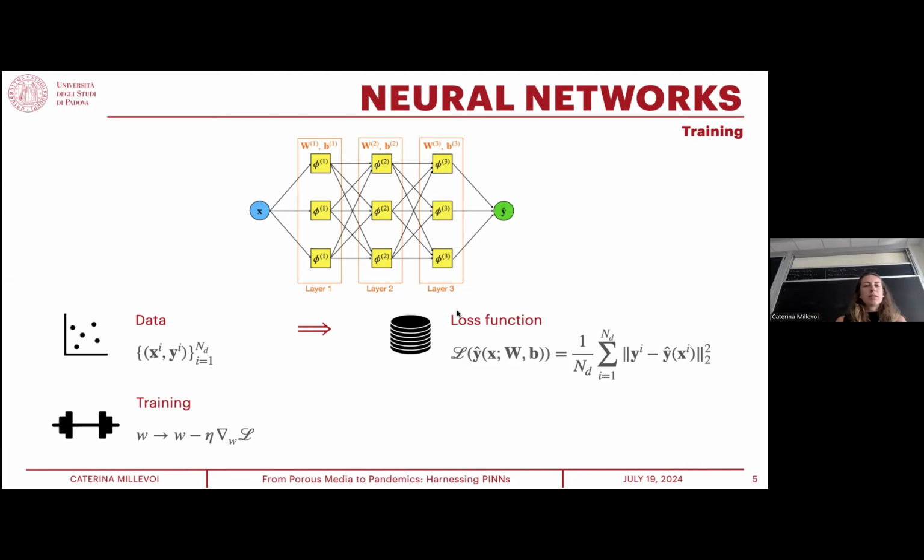During the training, the parameters of the neural network, which are the weights W and the biases B, are progressively updated by means of a gradient descent method. The goal of this process is to find the optimal values of those parameters, which correspond to those values that minimize the loss function.